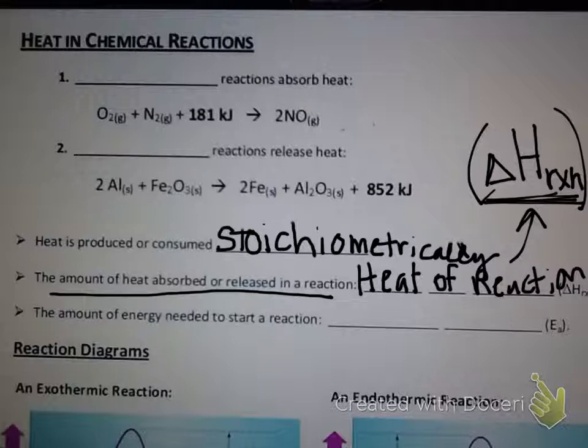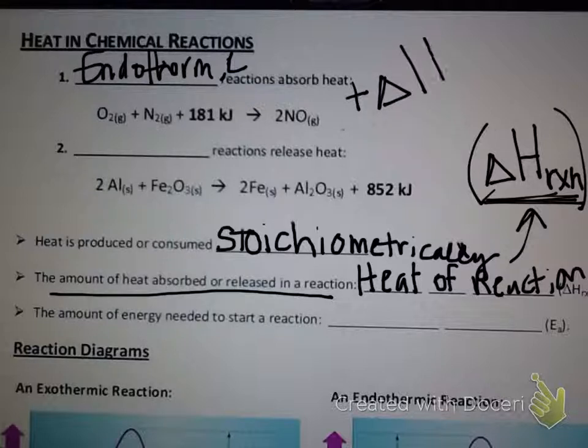Let's go back and look at these two reactions again. Here we said we had, and I accidentally erased it, an endothermic reaction in which heat enters the reaction. When heat enters the reaction, that means that heat is absorbed by the system. So we always say that heat's going to enter. We will have a positive heat of reaction value. So whatever that number is, if it's 181 kilojoules, we would say the overall heat of reaction is a positive value.